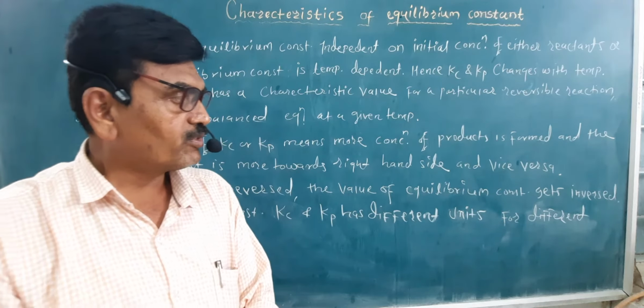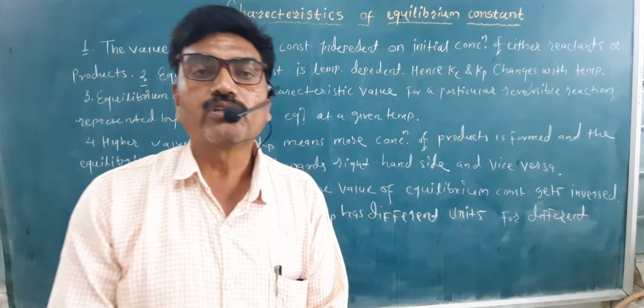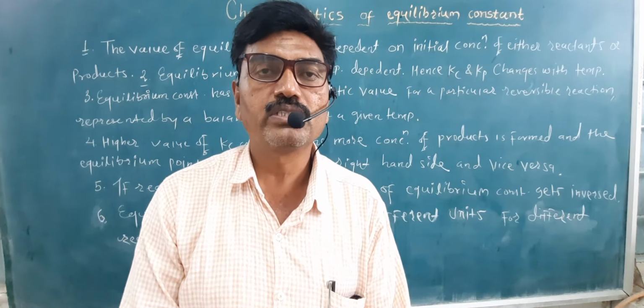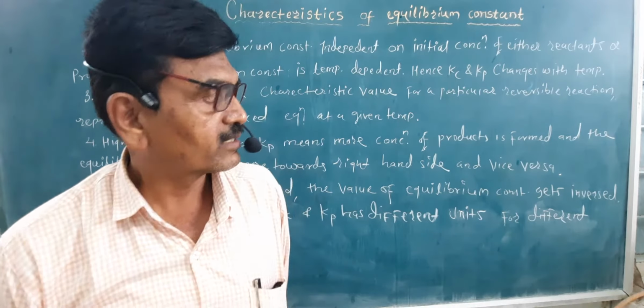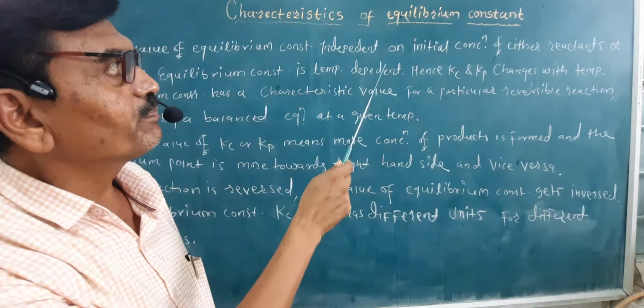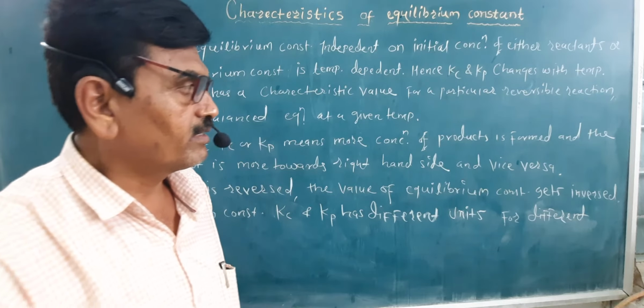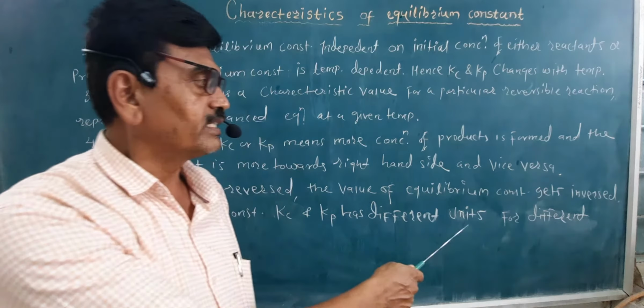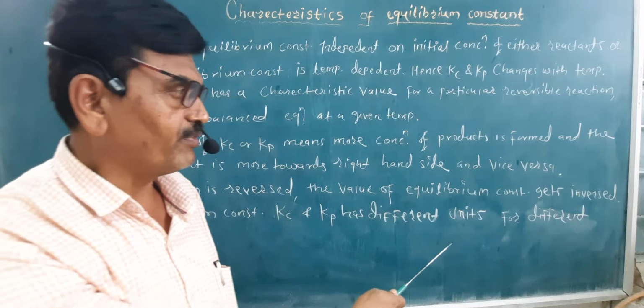Before that, one more simple characteristic. The equilibrium constant does not depend upon the catalyst. So those are the simple five to six characteristics of the equilibrium constant. Then we will study how the different units are observed for Kc or Kp for different reactions. Okay.